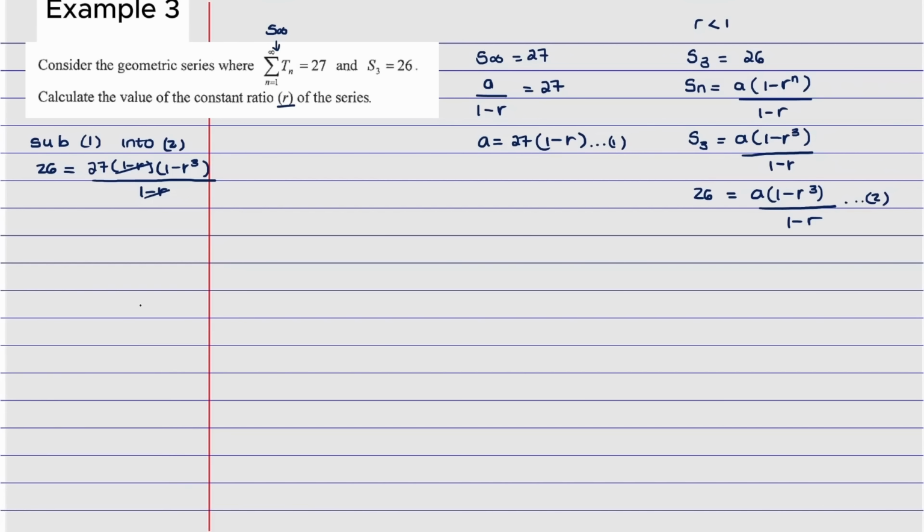Take the 1 to the other side. So it's going to be 26 minus 1, which is going to give us negative 1 divided by 27 equals negative r cubed. Since they are both negative, just take it to the other side. It's the same as r cubed equals 1 divided by 27, right? Then we're going to cube root both of them. So r is going to be equal to 1 over 3. So that's going to be your r for this question.